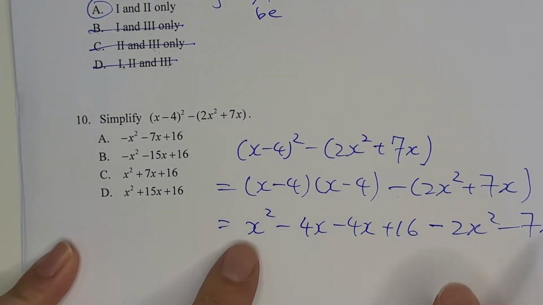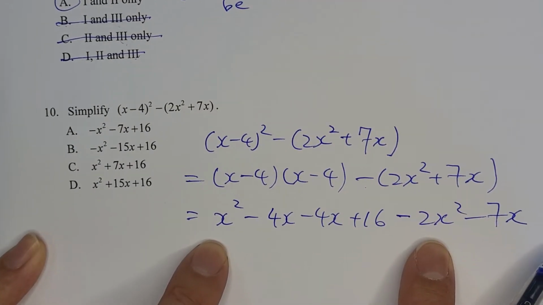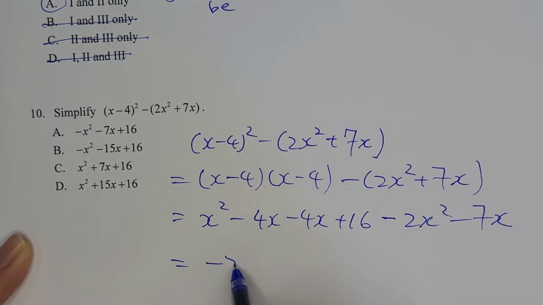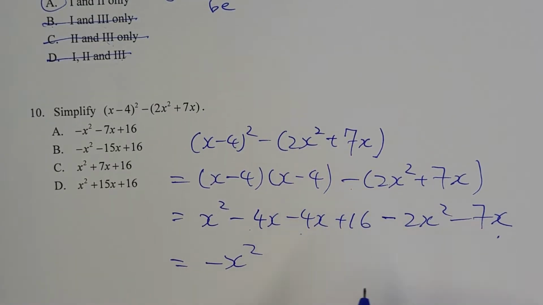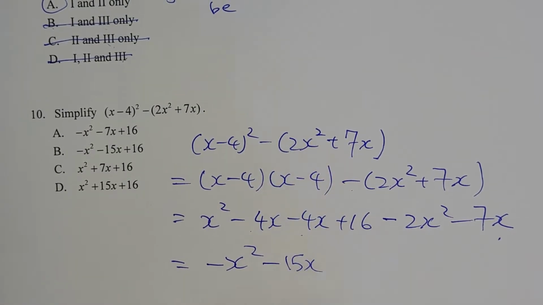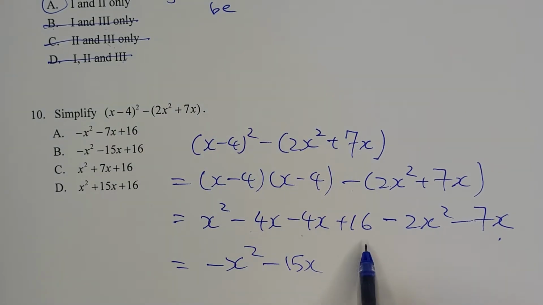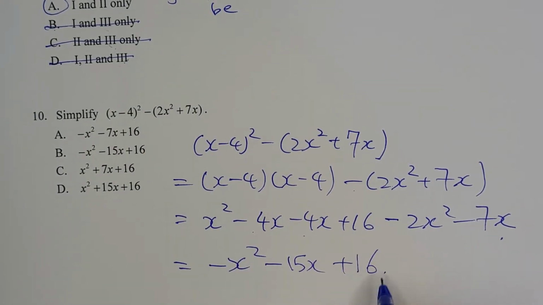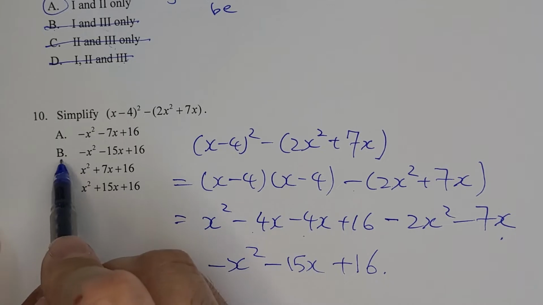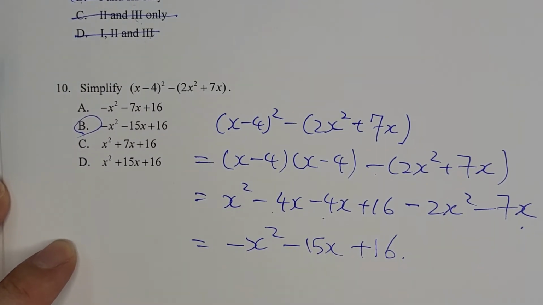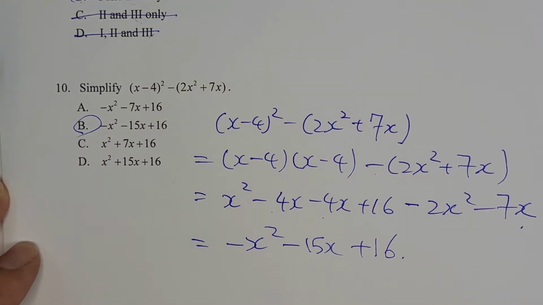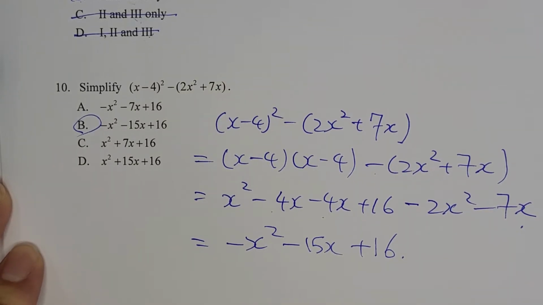So you will get x squared minus 2x squared, then you will get negative x squared, negative 4x minus 4x minus 7x, in total minus 15x. Finally, there's only one constant term, plus 16. So the answer is B, B for boy. That is the first method to do this. And how about the second method?